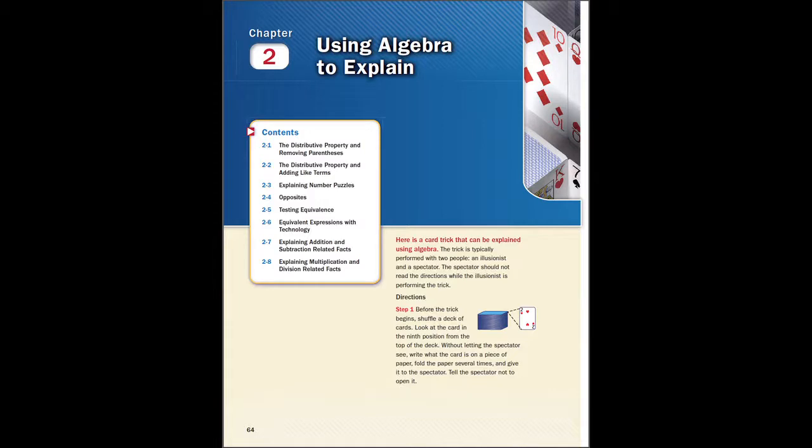We're going to be going through all 8 of the lessons. You'll be continuing with the mastery learning process. The first thing to do in starting up this chapter is to read the chapter opener.